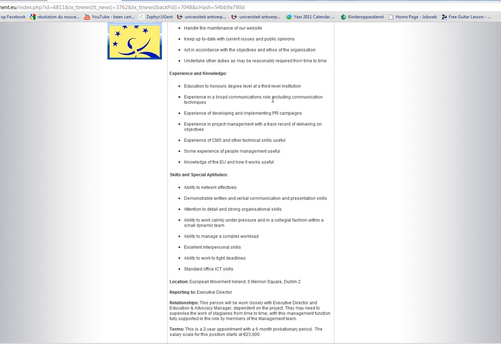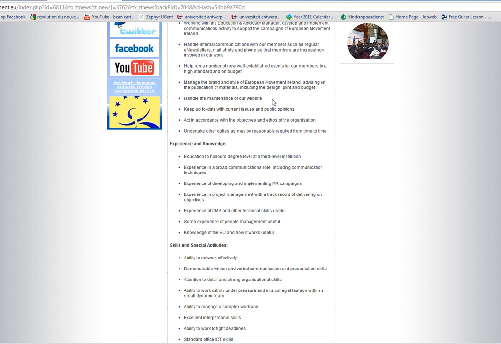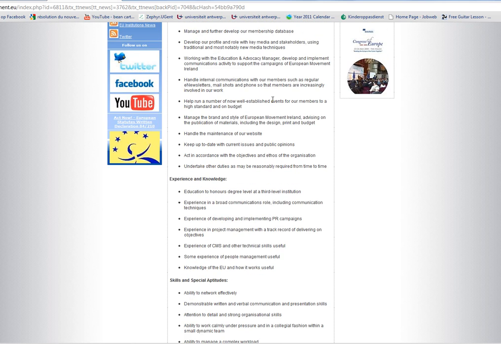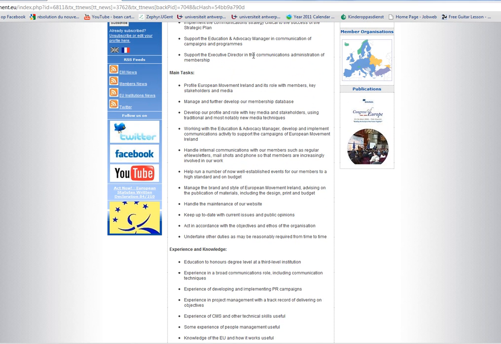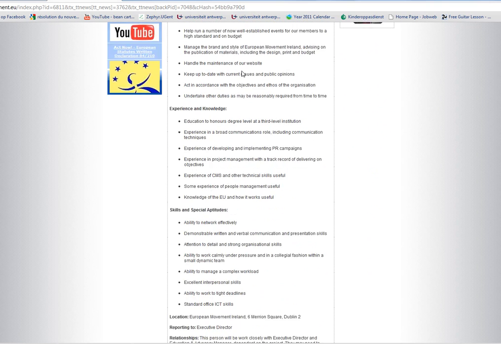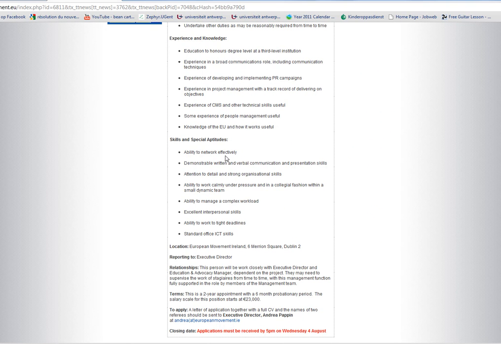So when you're looking for specific words that you can use to illustrate or to put into your killer points, you can look at the main tasks and the objectives, but also at the experience and knowledge. Perhaps you could work in the word network, or you could work in the fact that you have attention to detail. Perhaps an anecdote proving your organizational skills could be a good idea.